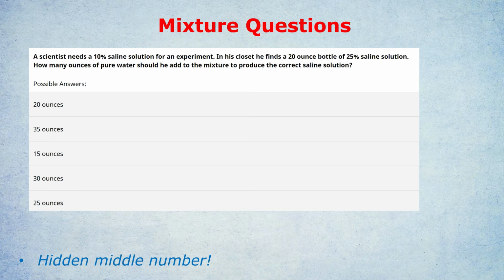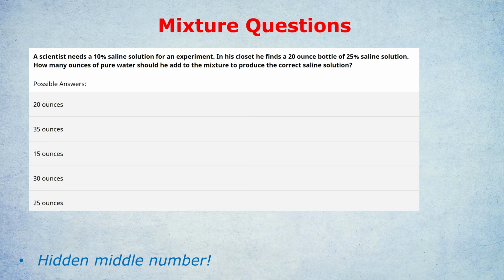Anyway, this question. A scientist needs a 10% saline solution, that means salt solution, for an experiment. In his closet, he finds a 20-ounce bottle of 25% saline solution. How many ounces of pure water should he add to the mixture to produce the correct saline solution?